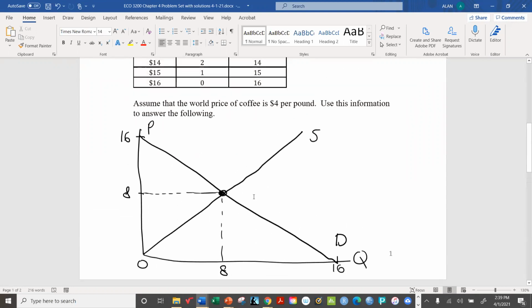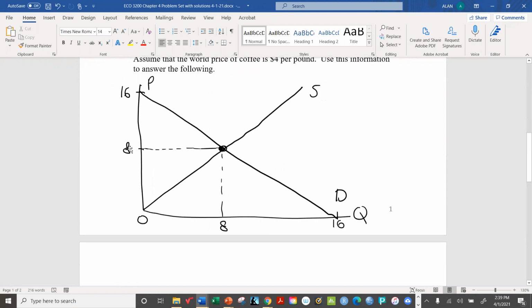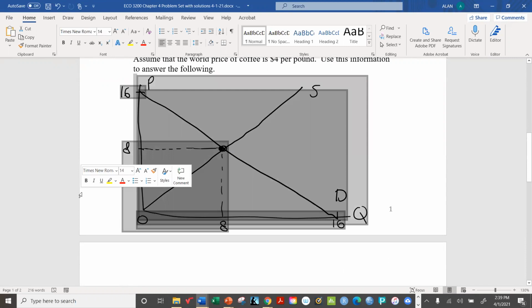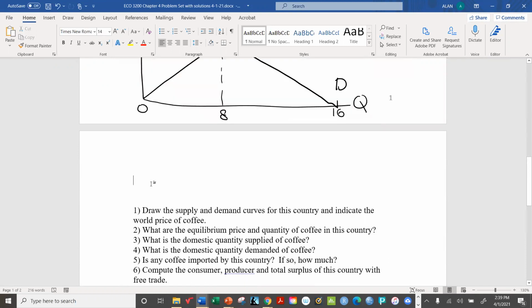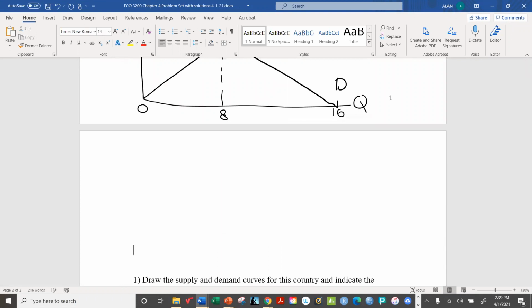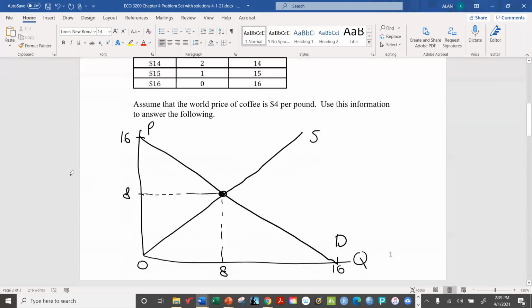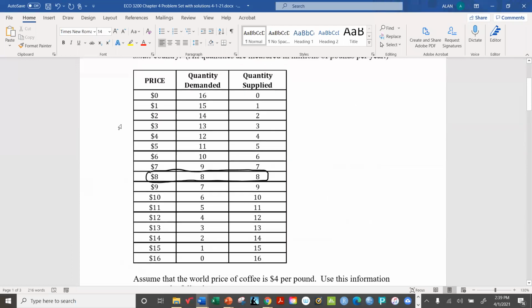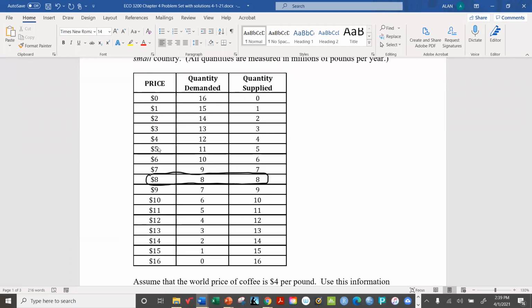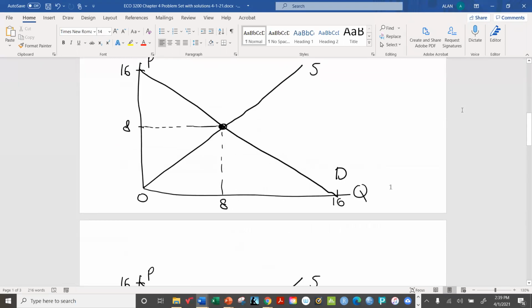That's our graph. So now the one thing that's missing, in fact, I'm going to copy this somewhere else before I lose it. What's missing is the world price at $4. So we need another line. Now let's look at this chart very carefully. When the price is $4, that means that within this country, the quantity demanded is 12, but the quantity supplied is 4. Okay, so let's see what we can do here.